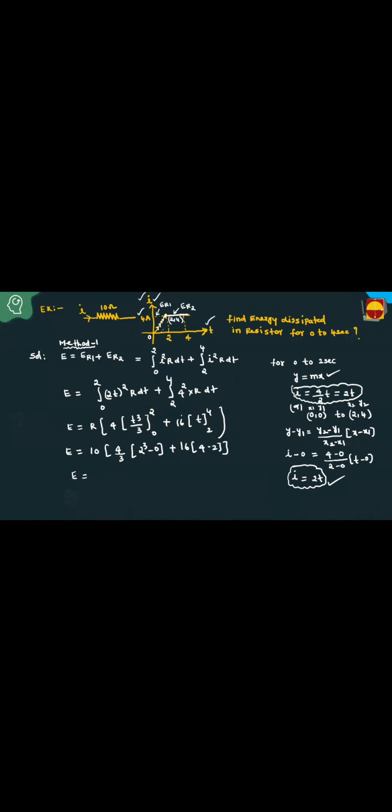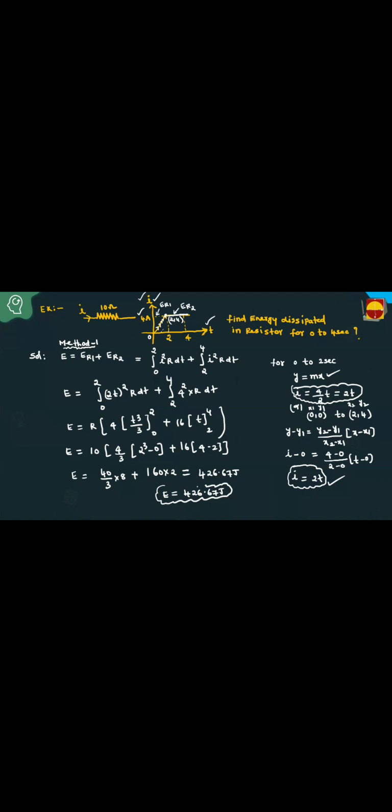this is 4 square, no? 4 square is 16. Yes, friends. This is 40 by 3 into 8 plus this is 160 into 2. That is 320. We have to simplify this. Approximately we can get 426.67 joules. This is the answer.